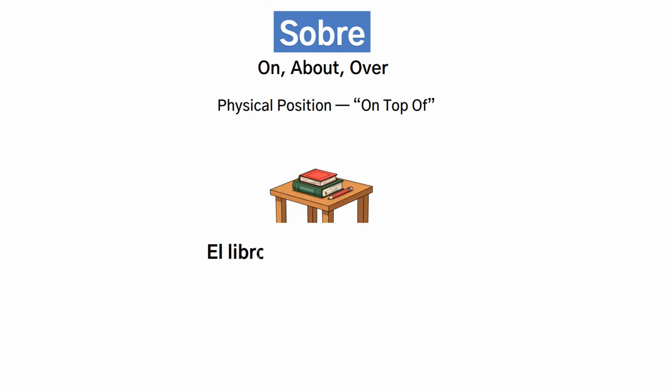Sobre means on, about, or over. It overlaps somewhat with en for physical position, but sobre emphasizes being on top of or above something. El libro está sobre la mesa. The book is on the table. This could also be en la mesa, but sobre makes the on top of relationship more explicit.